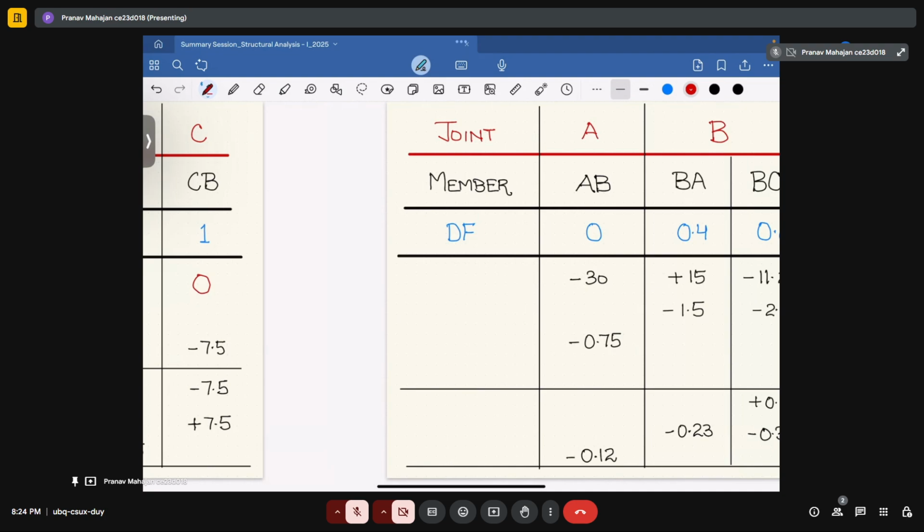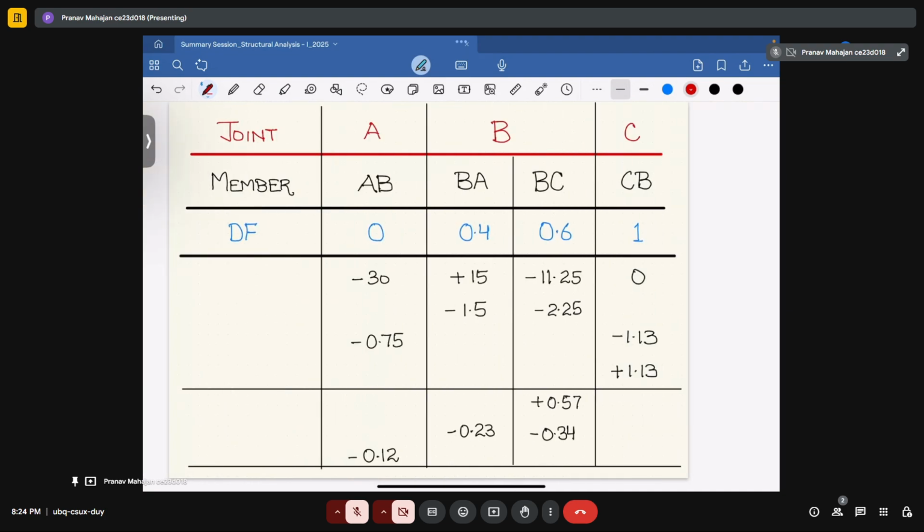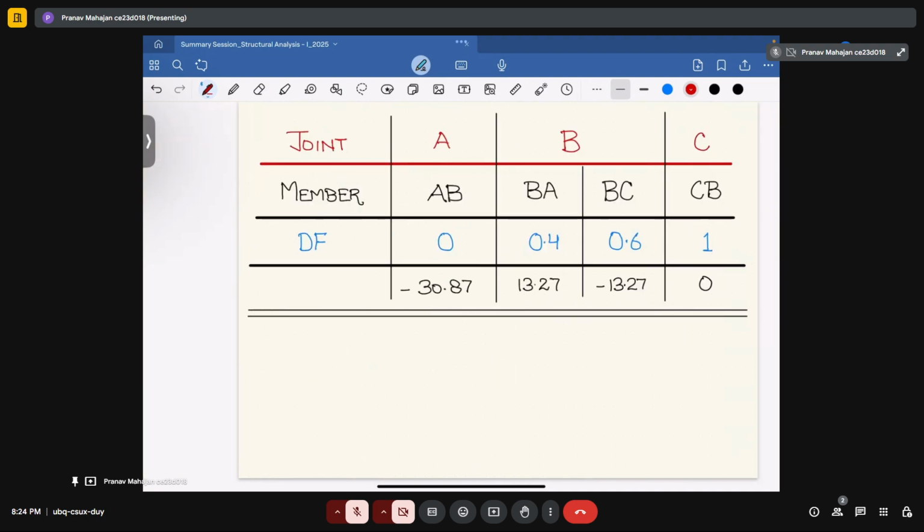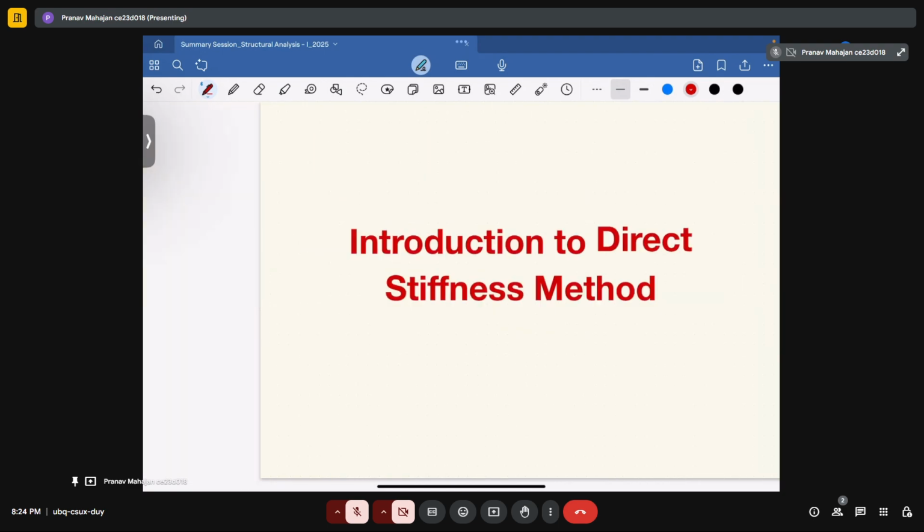And their further carryover moment will give you the final end moments to be equal to minus 30.87, minus 13.27, and plus 13.27, and 0 at end C. So this will give you the value of moment at different points using the moment distribution method. Okay, so this is how we solve the problems for these cases.